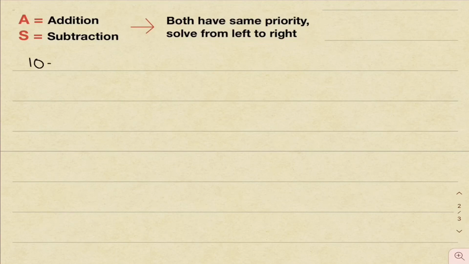So if I have 10 minus 2 plus 5, you don't know if you should do 10 minus 2 first or 2 plus 5. That's why every time you have an expression with addition and subtraction, you always solve from left to right. So I'm going to go ahead and do 10 minus 2 first. 10 minus 2 is 8. Now I have plus 5. 8 plus 5 is 13. So the answer is 13.